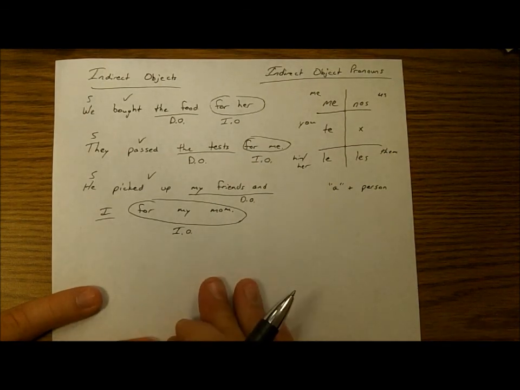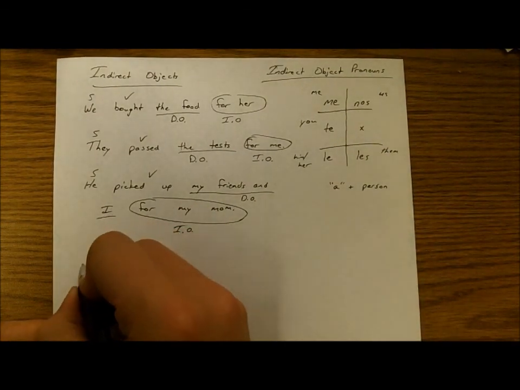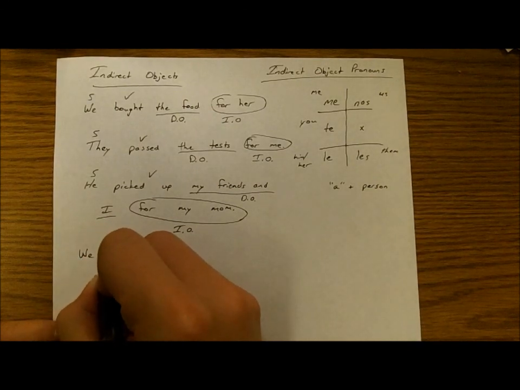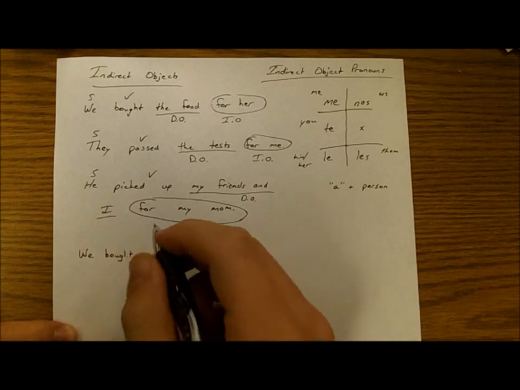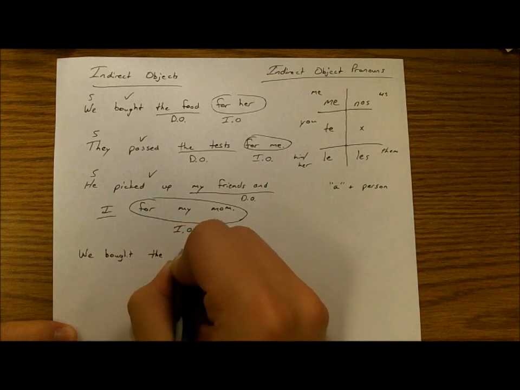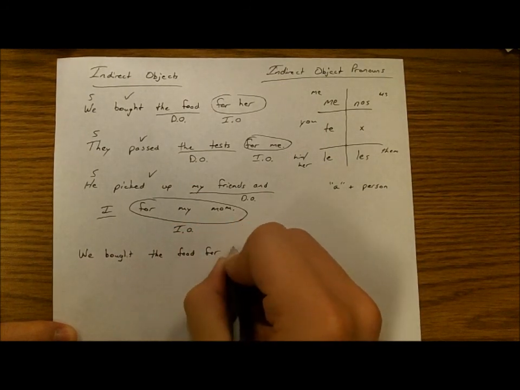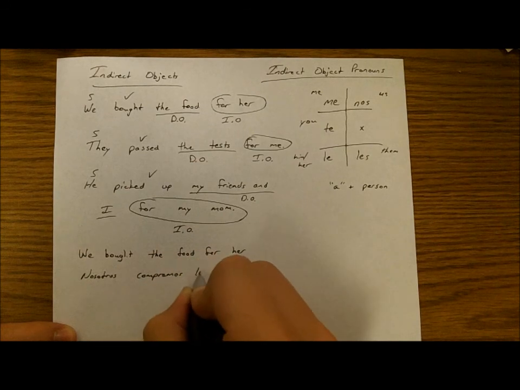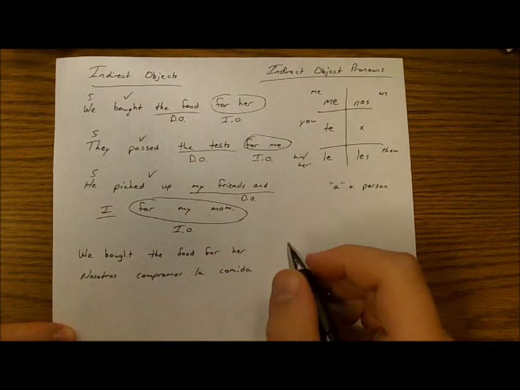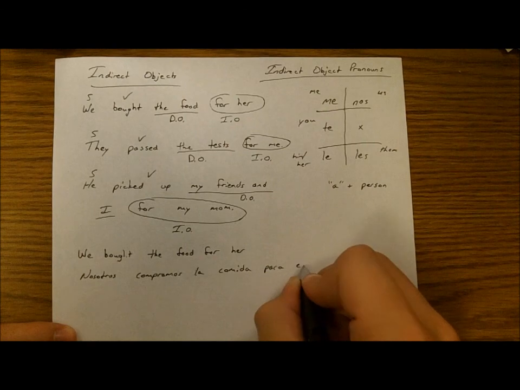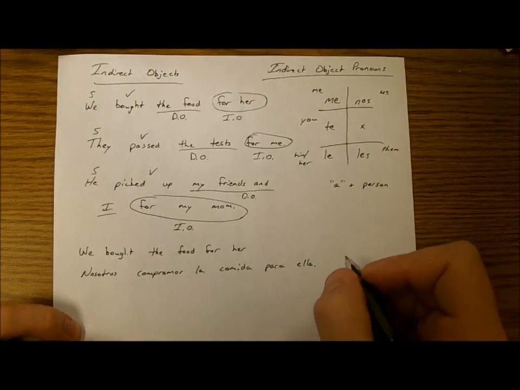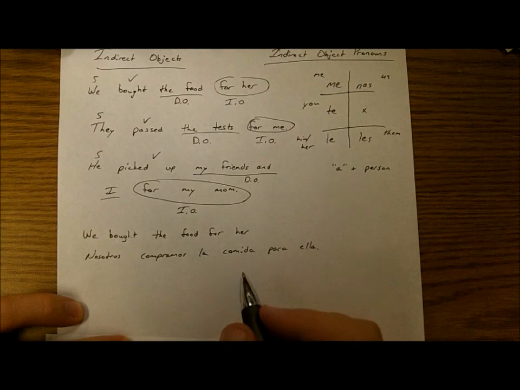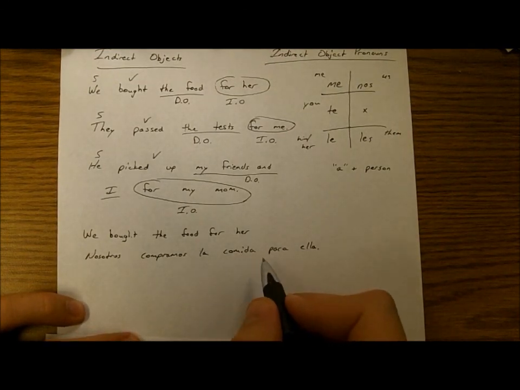So let's go back and put these sentences into Spanish and figure out how to use these as pronouns. So, the first example we had was we bought the food for her. Nosotros compramos la comida para ella. Okay? So we have la comida, which we know is our direct object, and para ella.